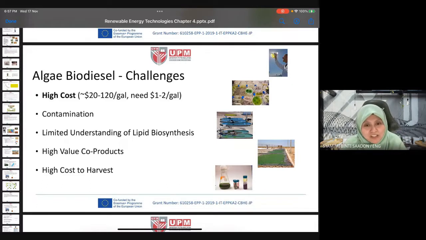And then the challenge, however, for this algae biodiesel is that it is a bit costly. High cost, about $1 to $2 per gallon. There is limited understanding of lipid biosynthesis, high value core products, and high cost to harvest. So those are some of the significant challenges in implementing this algae biodiesel. The biggest one is of course the high cost highlighted there.